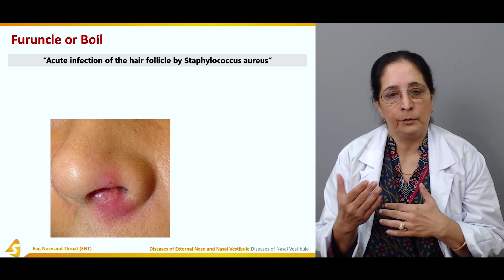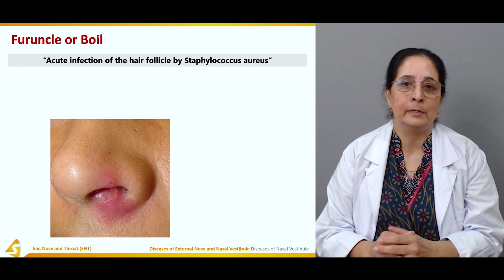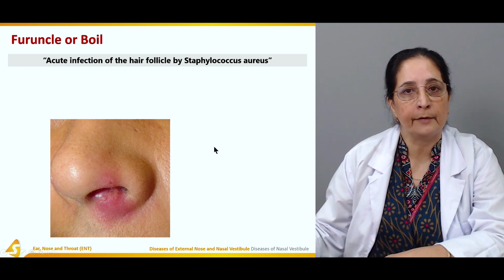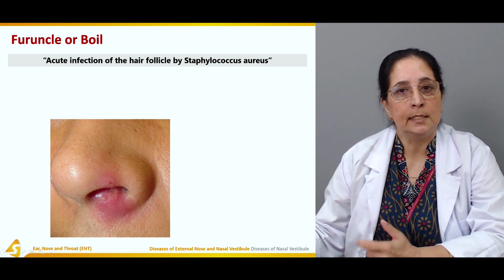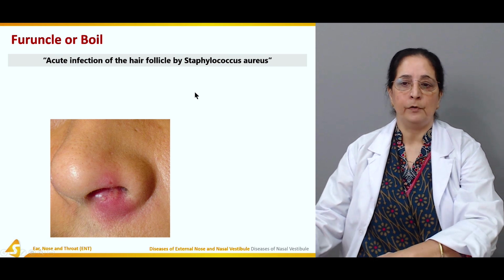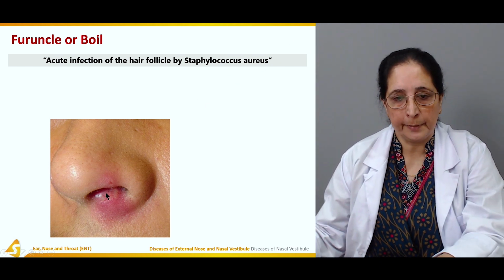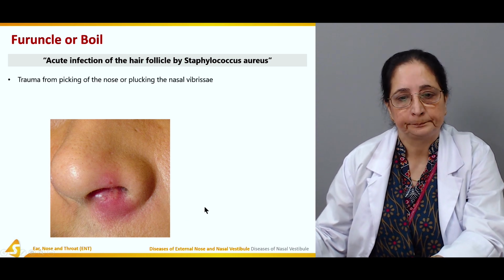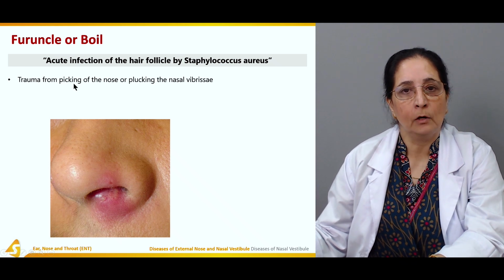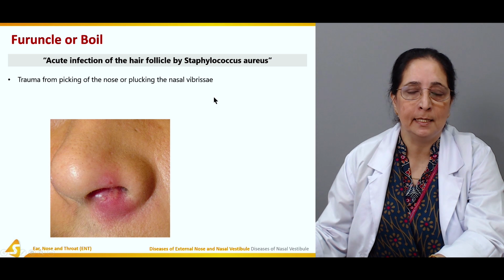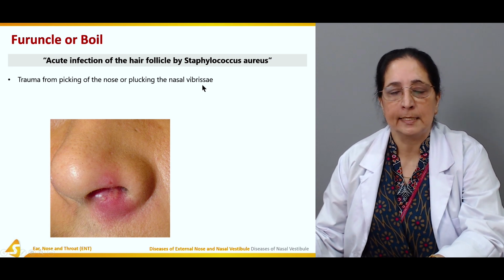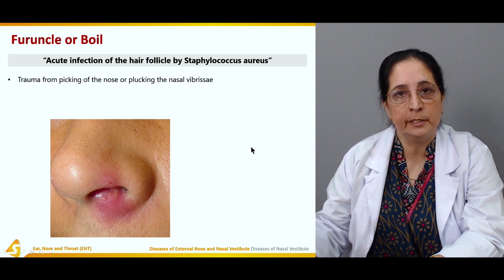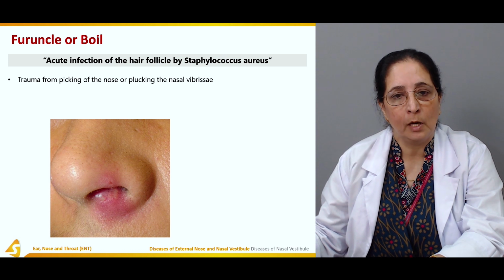And if you remember, we talked in the first slide also that cellulitis of the nose is also because of streptococci and staphylococci. So this again, the causative agent is Staphylococcus aureus. So this is the picture that shows the furuncle and boil. Trauma from picking of the nose or plucking the nasal vibrissae can lead to boil or furuncle.